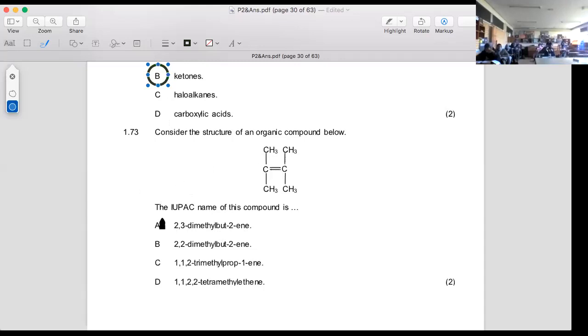Okay, so who says the answer is 2,3-dimethyl butene? Who says that's the answer? Yay! Now, I wonder why all the answers are starting with an A. That's not very challenging. They should always put the answers on D. So we've got to go through it.